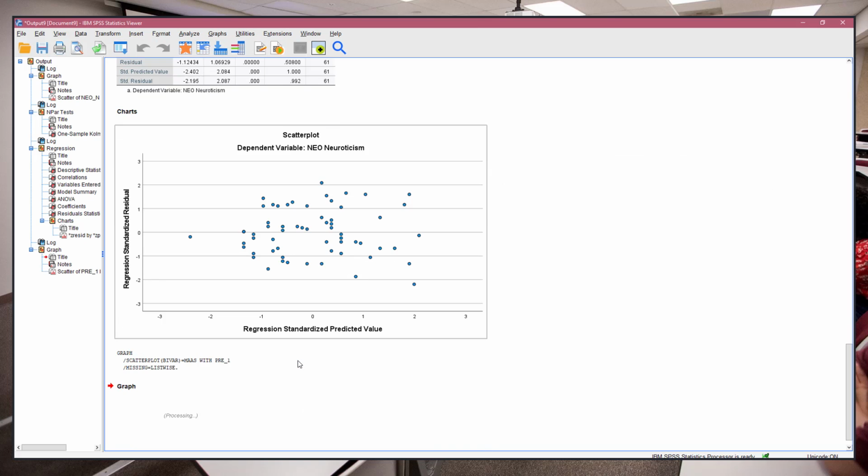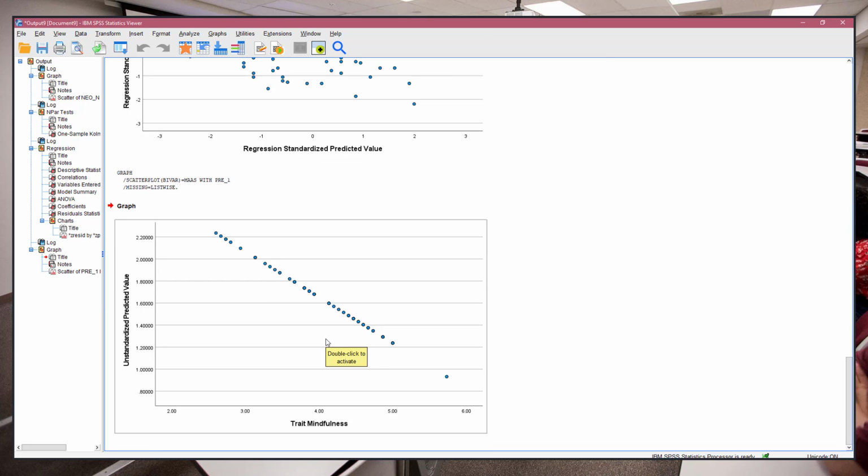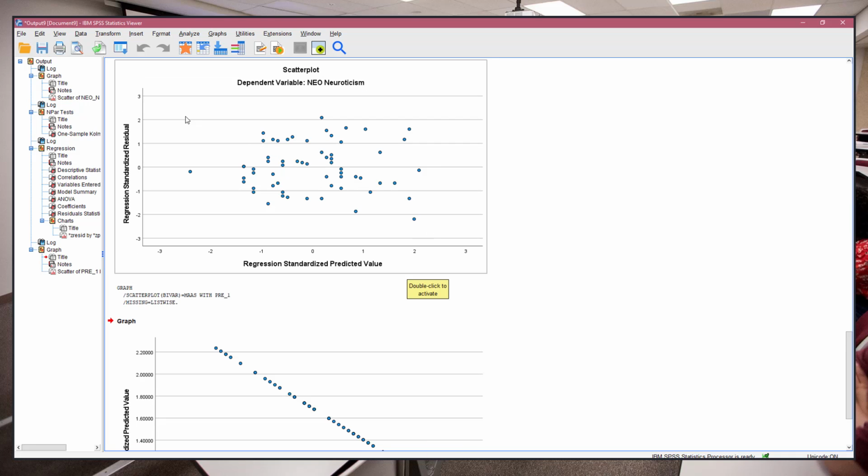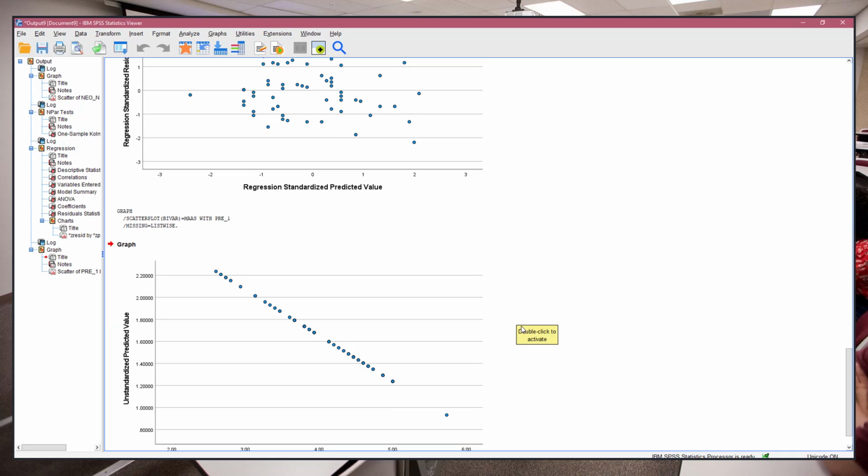So if we click OK, boom, look at that. They all line up perfectly. That represents the line of best fit. These are all the values that were predicted. And you can see that our predictions genuinely do follow that straight line of best fit to the T.